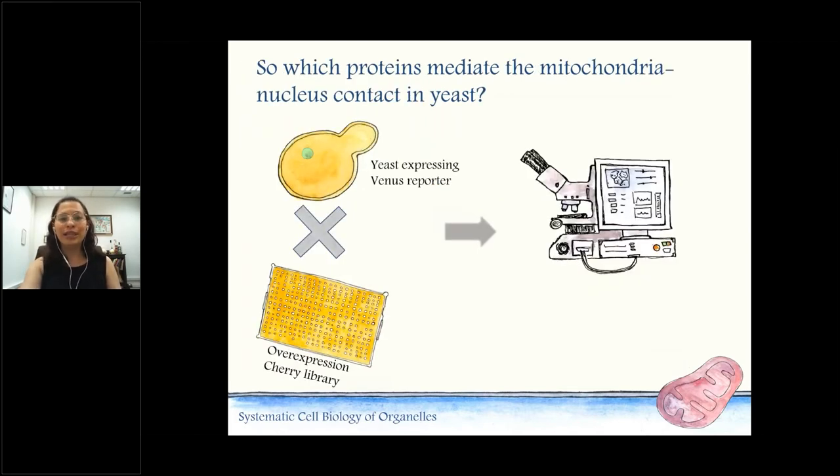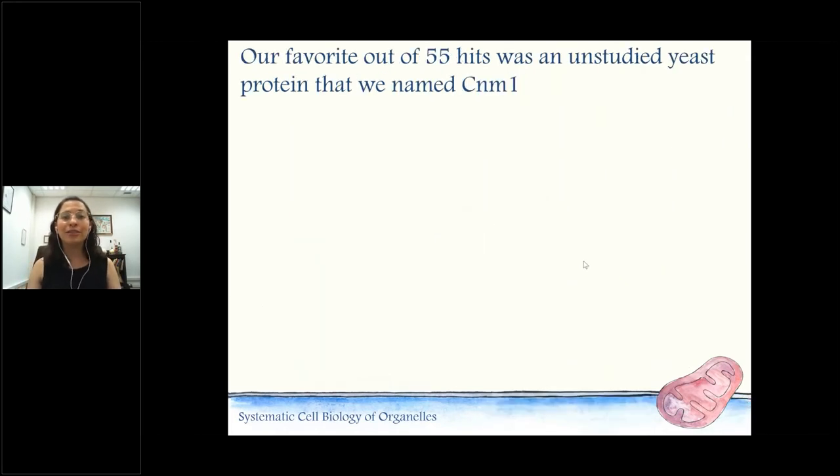So to do this, we decided to use the same approach that I already mentioned. We have here our yeast strain that expresses the mito-nucleus reporter, and we integrate it into the library where every gene is both overexpressed and tagged with mCherry. And then we image these strains in the same way that I just showed you in the movie. And following this screen, we have our list of hits, in this case, 55 hits.